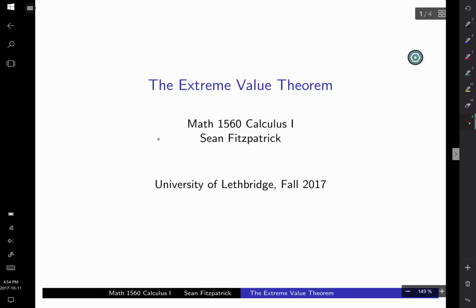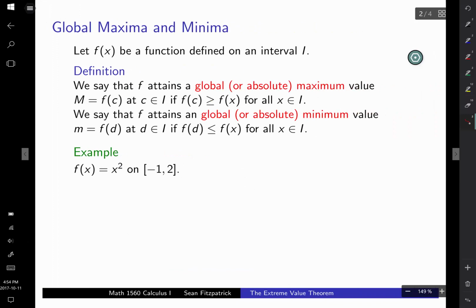So the extreme value theorem is similar to the intermediate value theorem, and not just because it has two of the same words, but it's another one of these results which is kind of obvious if you think about it, but also very difficult to prove. Now, before we get into the statement of the theorem, we need a little bit of terminology.